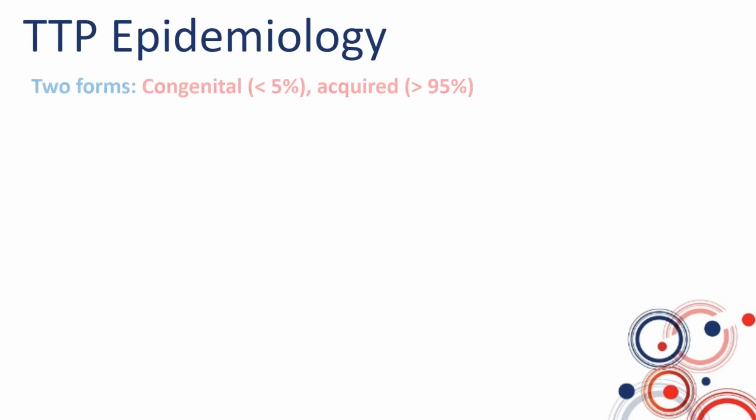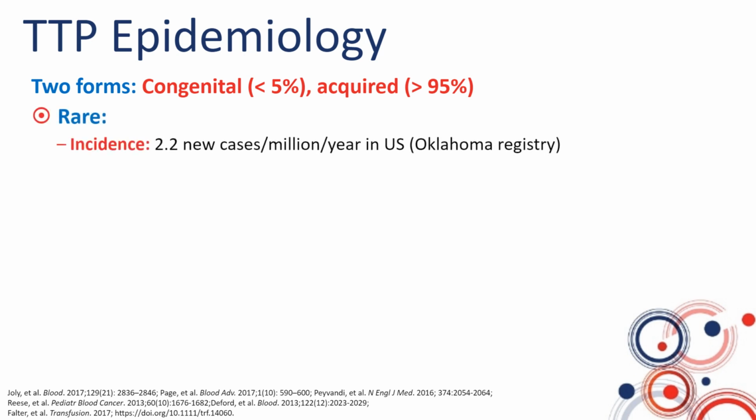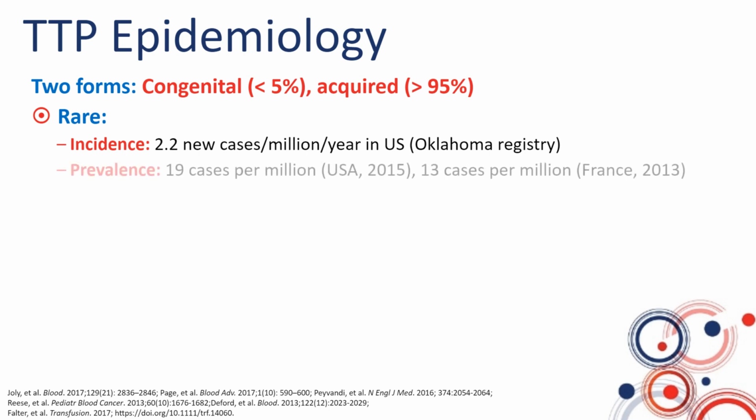What is the epidemiology of TTP? There are two forms, the congenital cases, which are less frequent, less than 5%, and almost 90 to 95% are acquired cases, with an incidence of 2.2 for the new cases in million of general population, and that data is reported in the Oklahoma Registry in the US, and with a prevalence about 20 to 30 cases, or 19 cases, per million in Europe or in the United States.